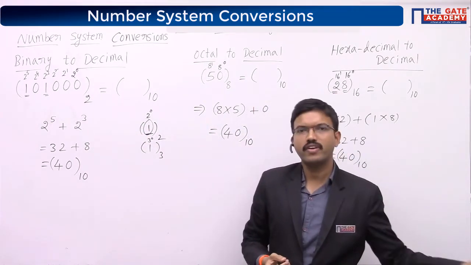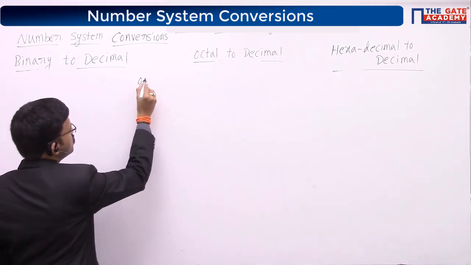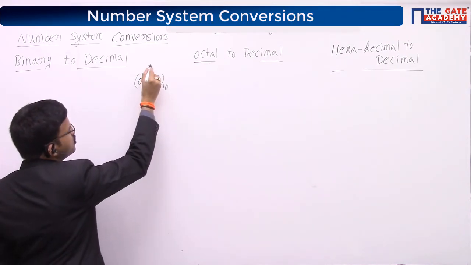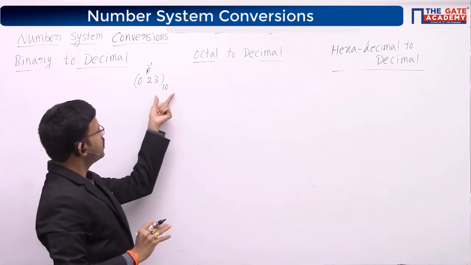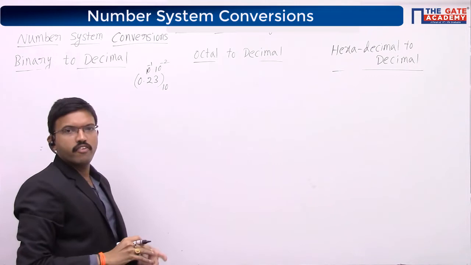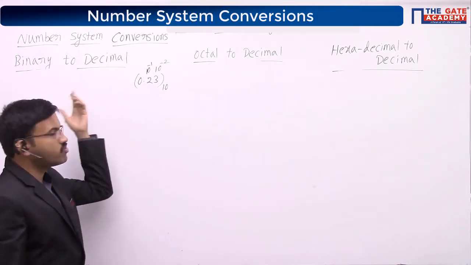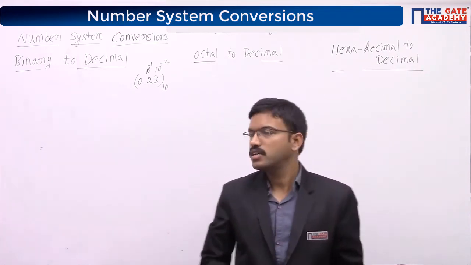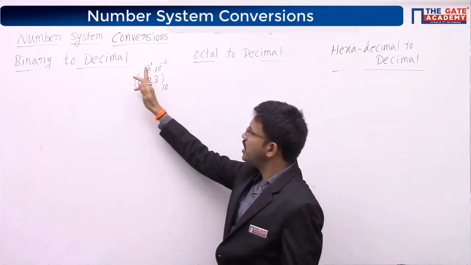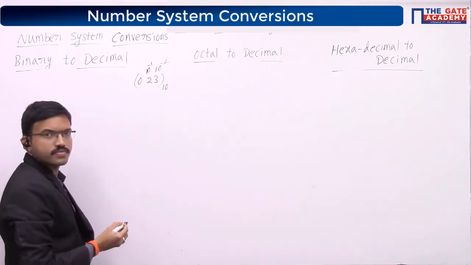Right? Suppose a fractional part is there. Suppose I am considering decimal first. Say 0.23 you are having. This is the decimal number. Right? So here position weights will be negatively increasing powers of 10. Because here base is 10. So here 10 power minus 1, here 10 power minus 2. When you are having only the integer part, then the position weights will be powers of base 10, right? But when you are having a fractional part, for that you will be having negatively increasing powers of base 10, like that.